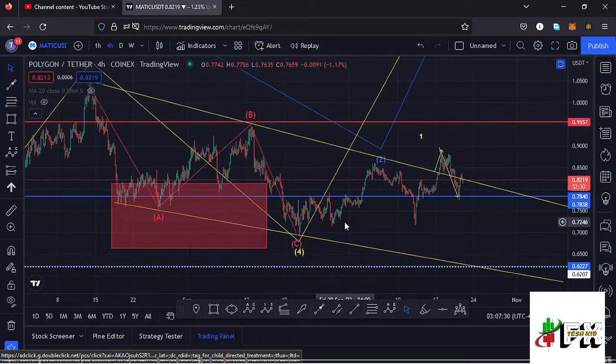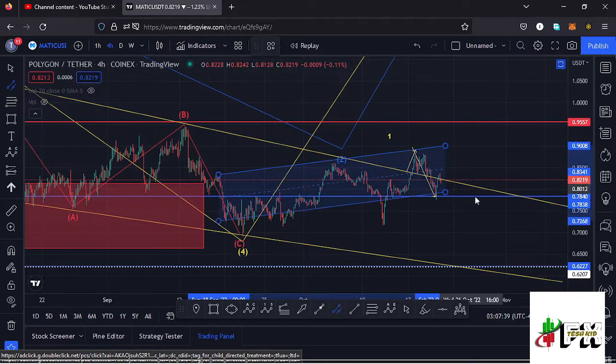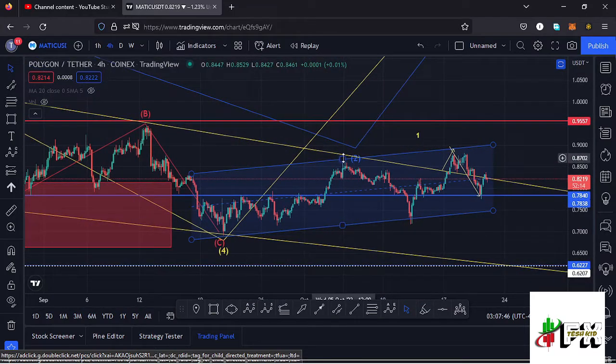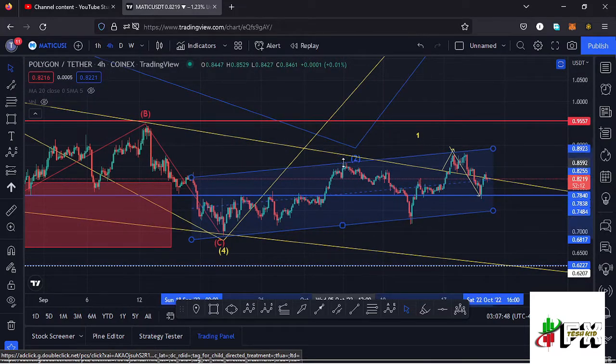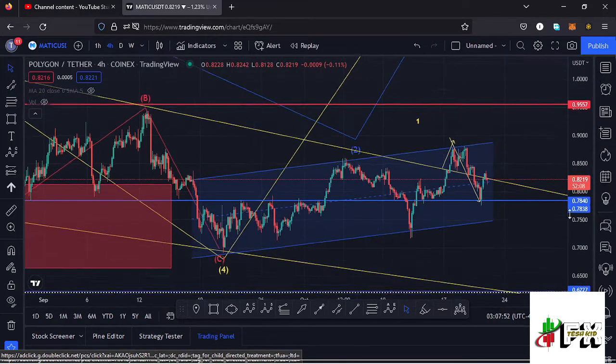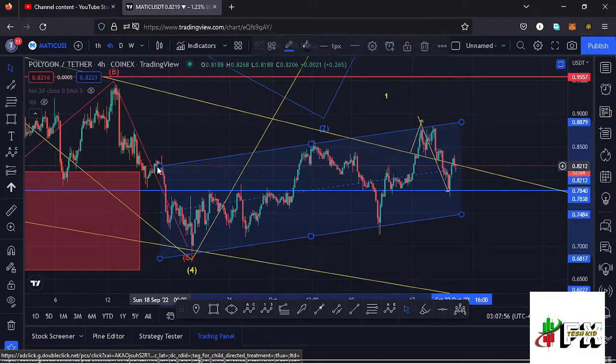We also have another channel that is in formation within this movement right here, and if I draw it out, we can have it right here, having this as the upper side of the channel, then this is the lower side of the channel like that. And you can see Polygon Matic has continued to respect that channel, having more than 3 touch points, and this also gives me the key possible scenarios that can play out.